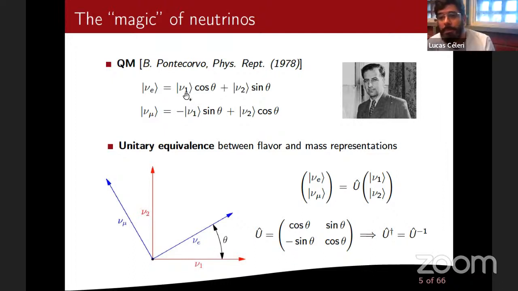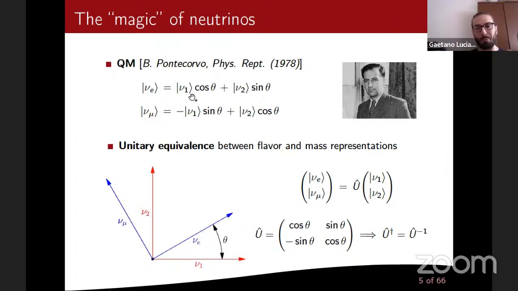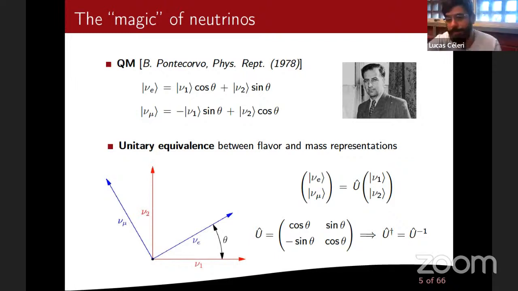These properties are true for these massive states, Nu1 and Nu2. For Nu e and Nu mu, the situation is a little bit more complicated, and we are going to see what happens in some of the next slides. But in principle, these particles, Nu1 and Nu2, are particles with definite mass, so in principle they respect all the standard laws of quantum mechanics. Okay, thank you for the question.